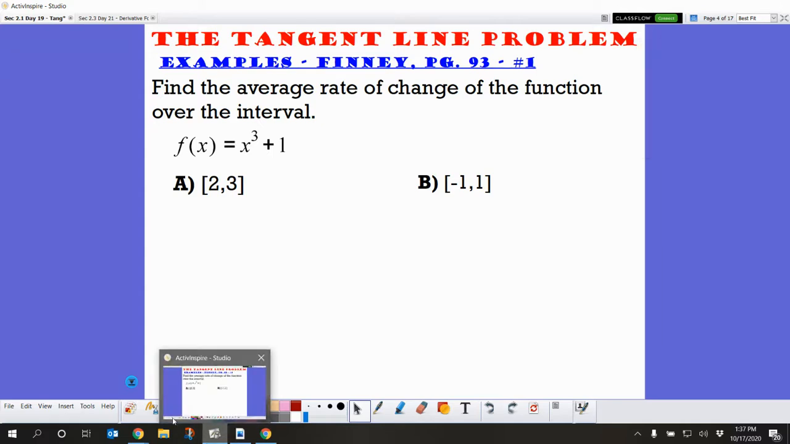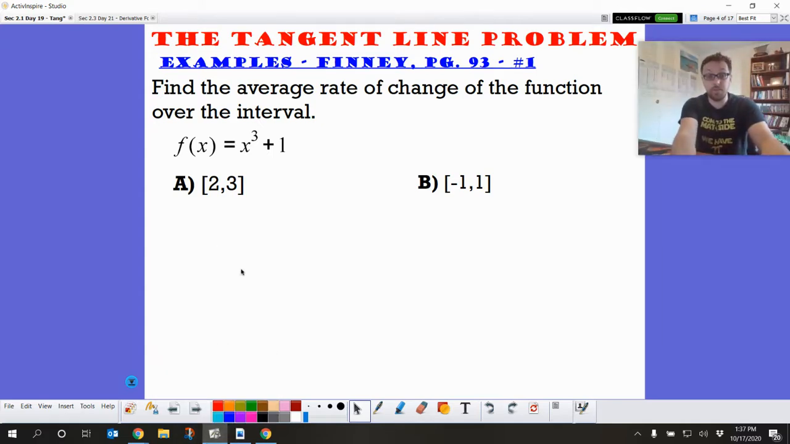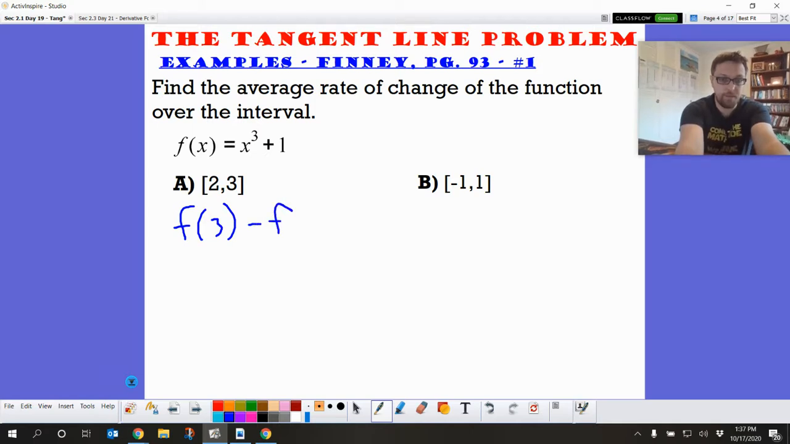So if I've got f of x equals x cubed plus 1, and I wanted to do this average rate of change, I would do f of 3 minus my f of 2, because those are our two y values, y2 minus y1. You've been doing that for forever, over our x2, which is 3, minus our x1, which is 2. We just need to evaluate those things now.